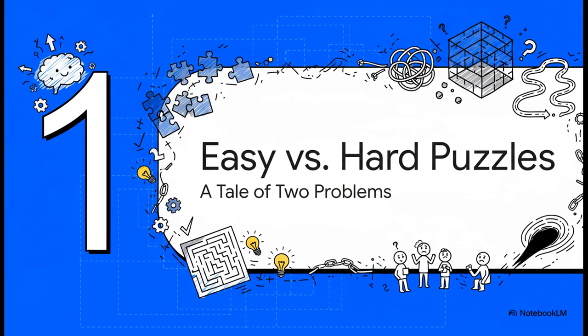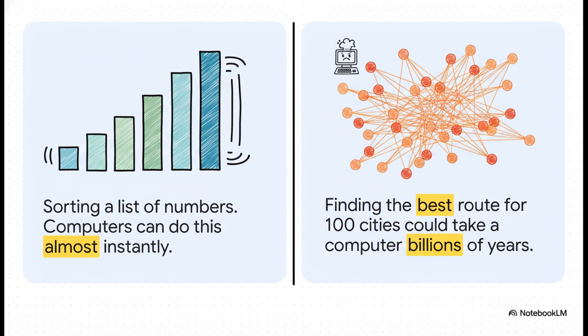So to really get our heads around this, you have to understand that from a computer's point of view, not all problems are created equal. I mean, some are ridiculously easy, while others, well, others are just monstrously, fundamentally hard. And just look at the incredible difference here. On one side, you've got something like sorting a list of numbers. Your computer can do that in the blink of an eye.